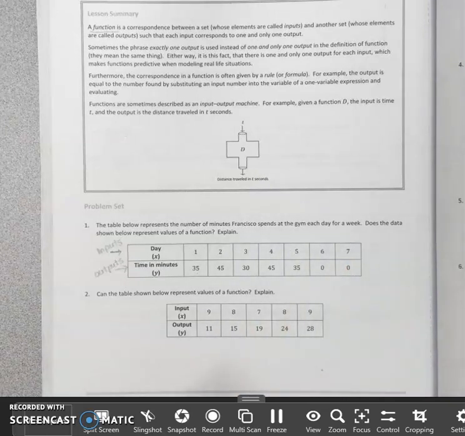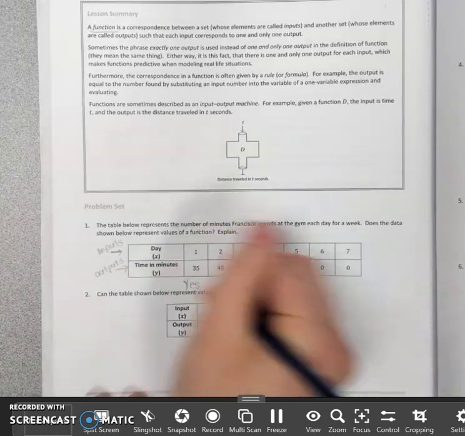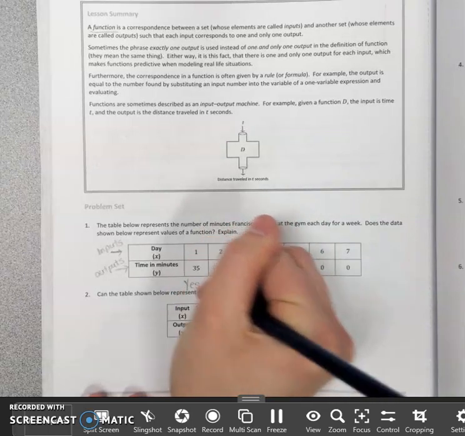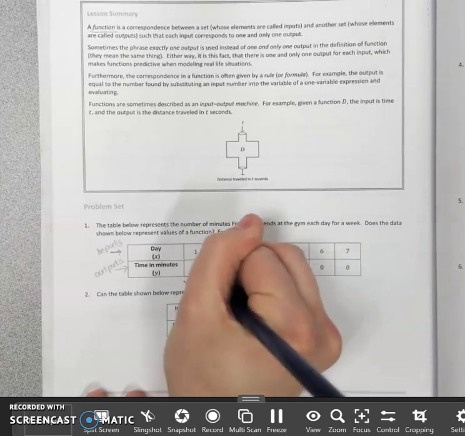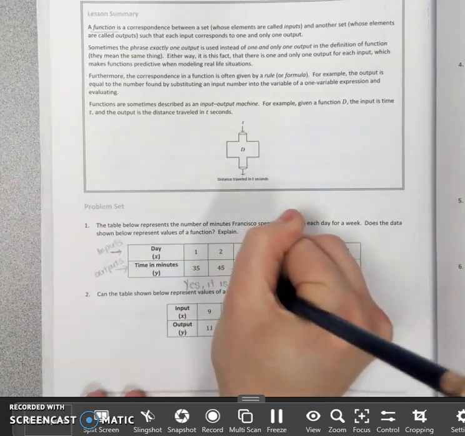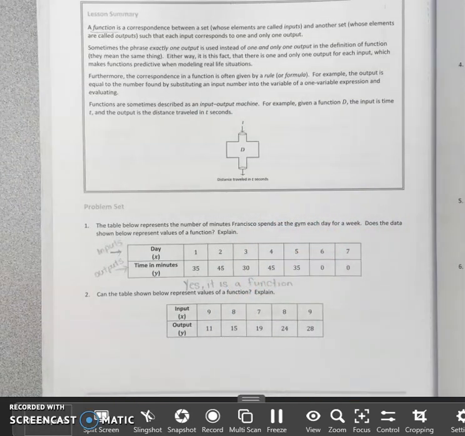So for number 1, the answer is yes. The table can represent a function because each input has a unique output. So for example, on day 1, Francisco spends 35 minutes at the gym. I'm not going to write the full sentence. Mr. Lewis does want us writing complete sentences, but for the sake of saving time, I'm just going to write yes, comma, it is a function. So I did give you one of the complete sentences. Anyways, moving on to number 2.